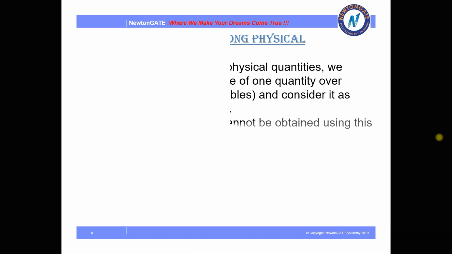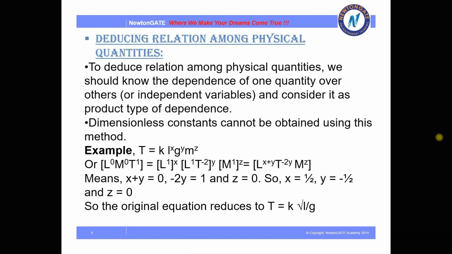Reducing relations among physical quantities. To reduce relation among physical quantities, we should know the dependence of one quantity over others, or the independent variables, and consider it as a product type of dependence. Dimensionless constants cannot be obtained using this method.